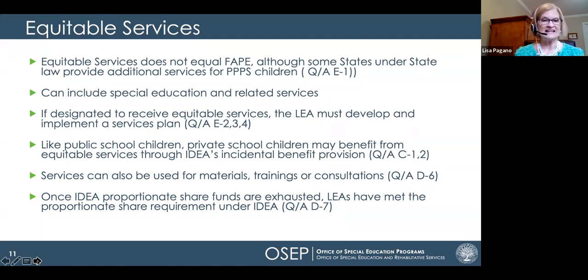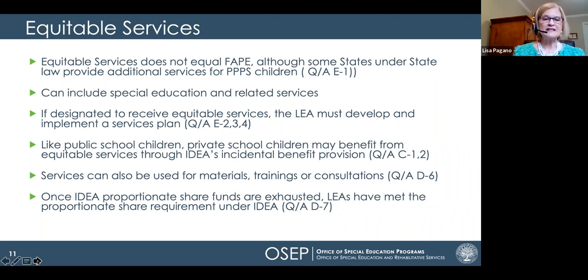Dan talked about having an accurate count of children. They need to be part of the consultation process. They need to be considered in that consultation process as the group is looking at what services should be provided using the proportionate share of funds. So again, a state-specific thing that you as folks across the country will want to find out: does my state consider homeschooled children to be parentally placed private school children that would be covered under the equitable services requirements?